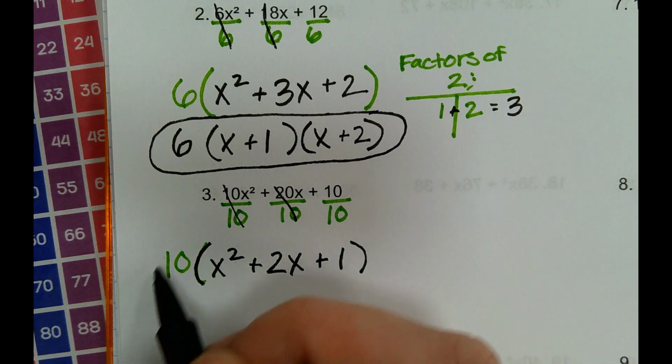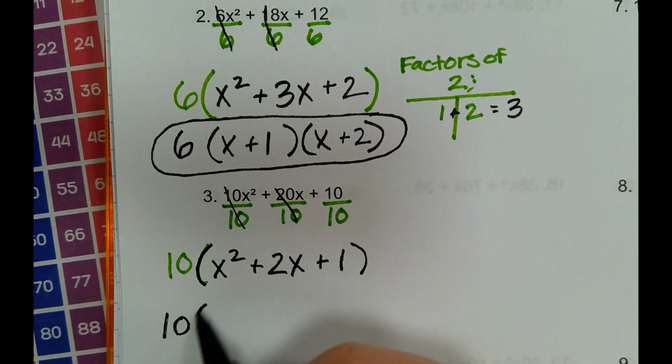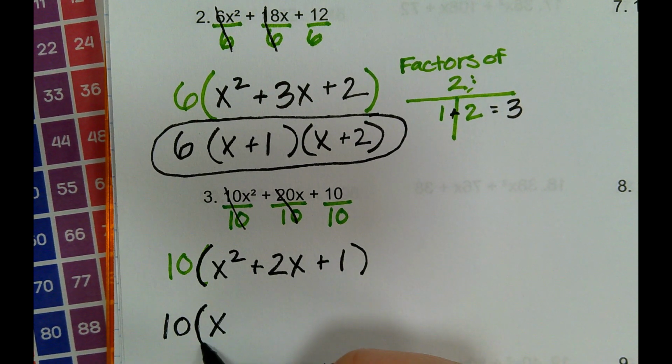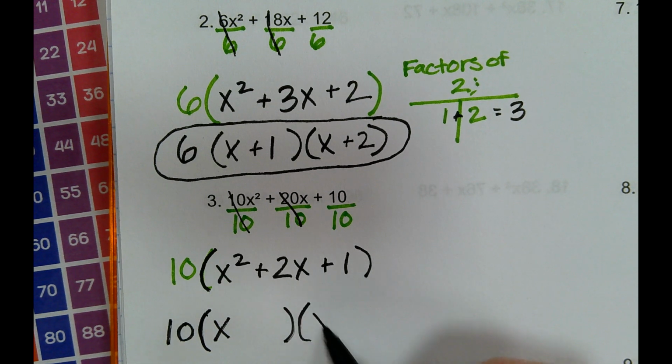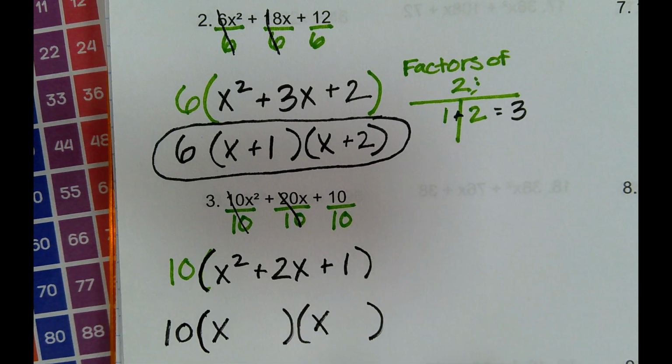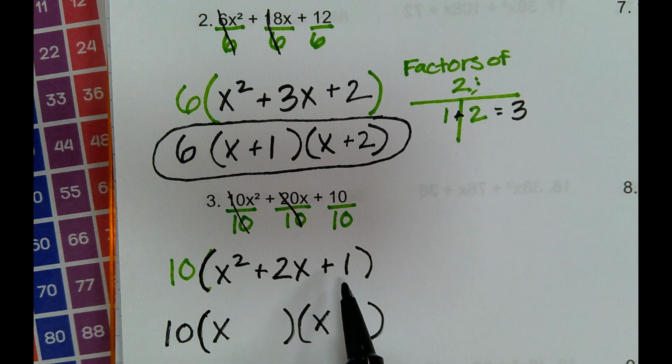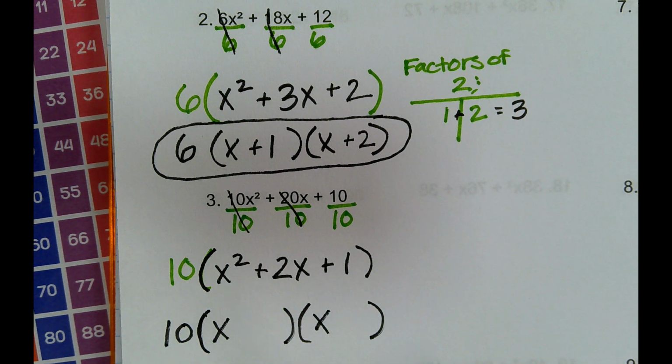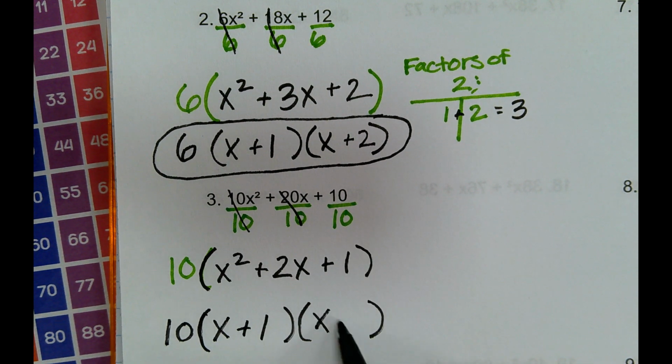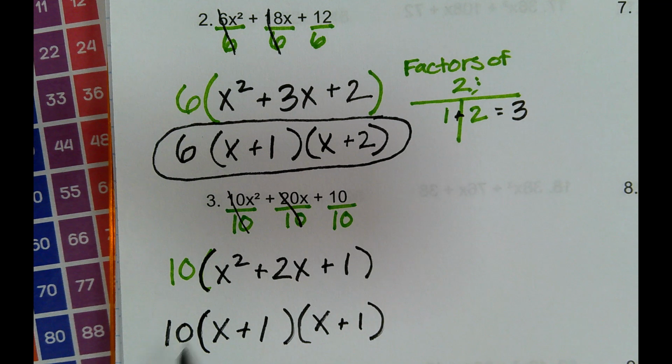So I know my answer is going to be 10 times x in parentheses, x in parentheses. What are the only factors of 1? 1 times 1. So I know my answer is going to be x plus 1, with a 10 on the outside.